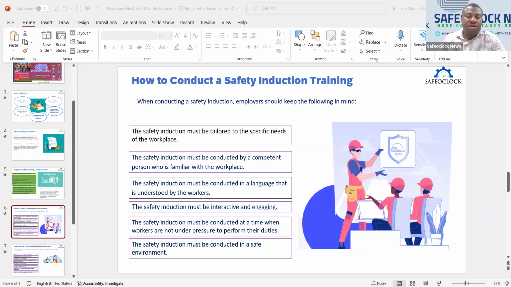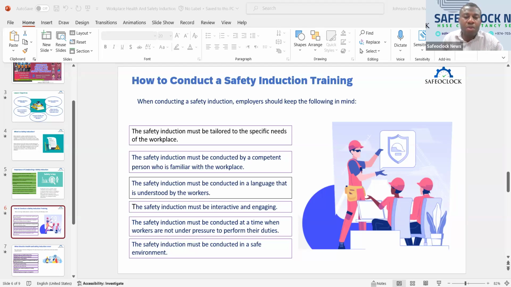Another thing is that safety induction should be conducted in a safe environment. It should not be something where you just stand near activities where excavation is going on, a lot of noise is coming, and distractions are coming in from here and there. The people being inducted get distracted. So it should be done in a safe and serene environment.